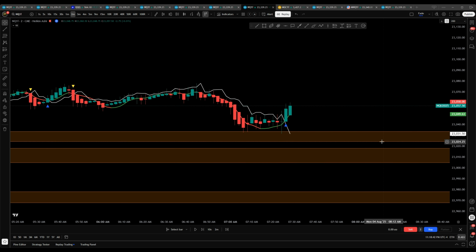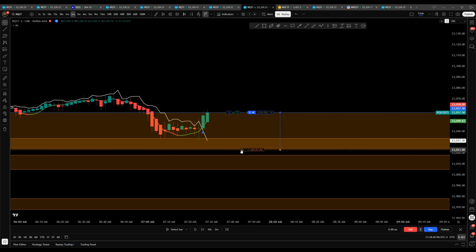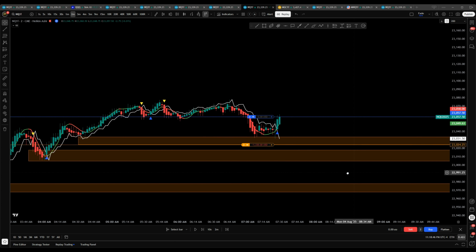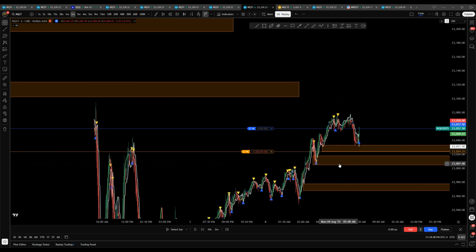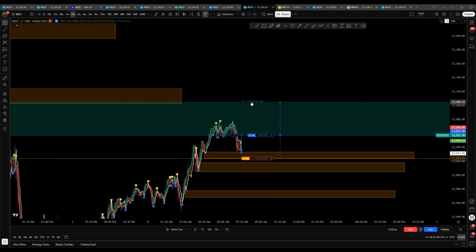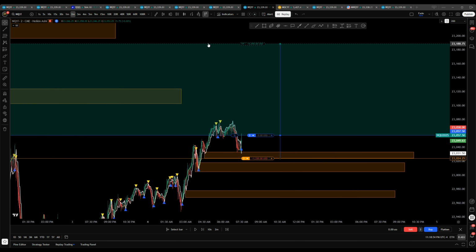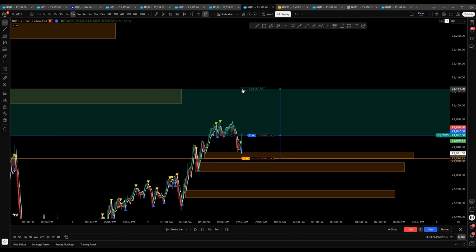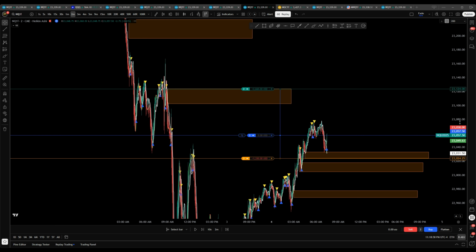So you could take this entry here, and then where's your risk? Well, your risk is the zone because that's what it rejected, right? And then what are we targeting? We can target another FLB zone up here, or we can go for a 2 to 1, or we can try to target this zone up here. Whatever you're comfortable with trying to get to, right?